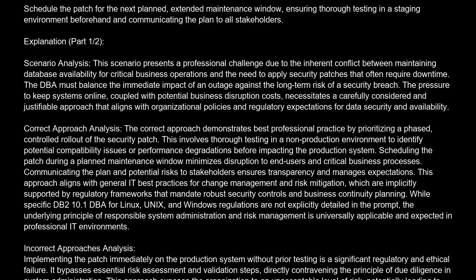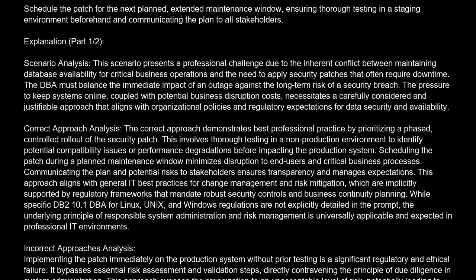Explanation. Scenario analysis. This scenario presents a professional challenge due to the inherent conflict between maintaining database availability for critical business operations and the need to apply security patches that often require downtime. The DBA must balance the immediate impact of an outage against the long-term risk of a security breach. The pressure to keep systems online, coupled with potential business disruption costs, necessitates a carefully considered and justifiable approach that aligns with organizational policies and regulatory expectations for data security and availability.